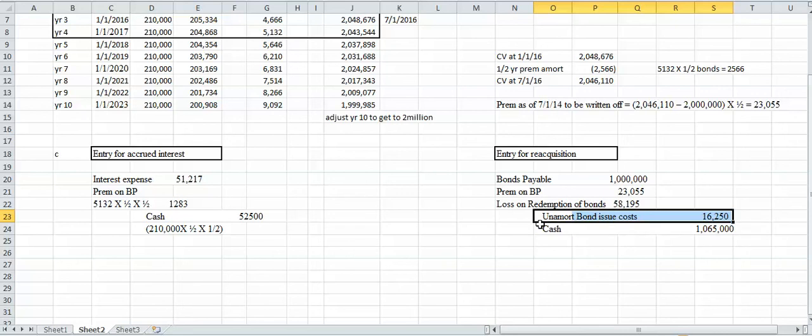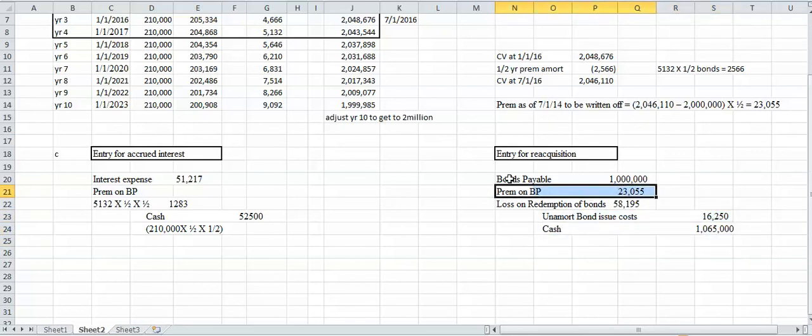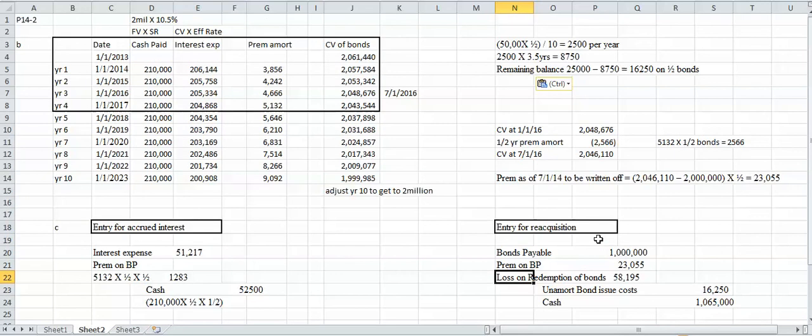So now I have the cash already in there. We just figured out the $16,250. We have the $20,055. We have the $1 million. The only number we need is the gain or loss. So we plug that in there. We know this is a loss because our credits are higher than our debits, and the loss is the difference to get it to equal. And we have all the numbers.